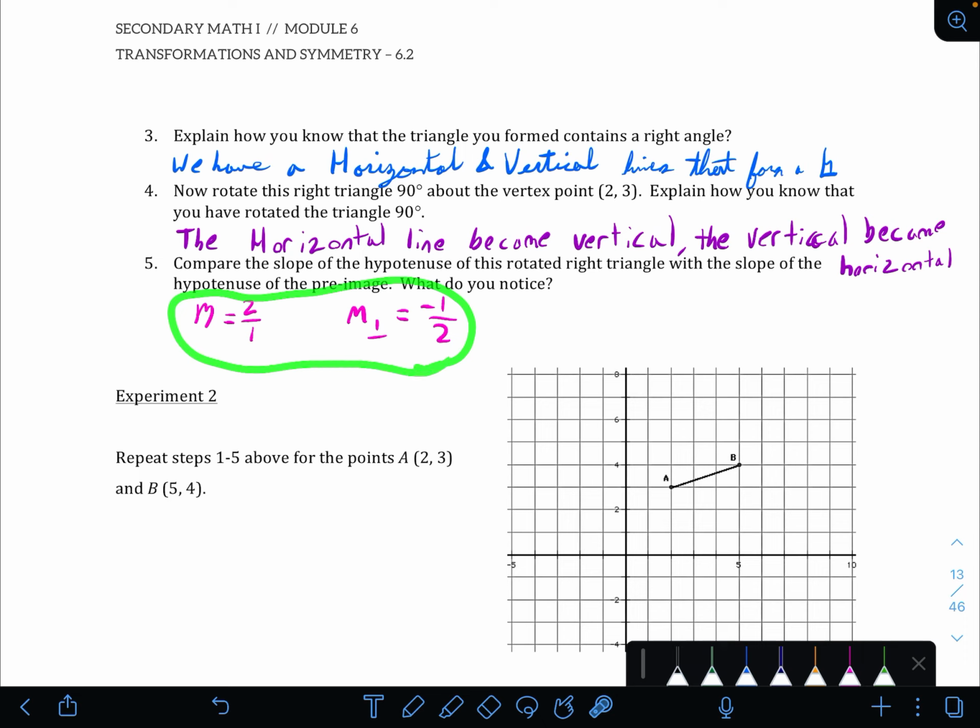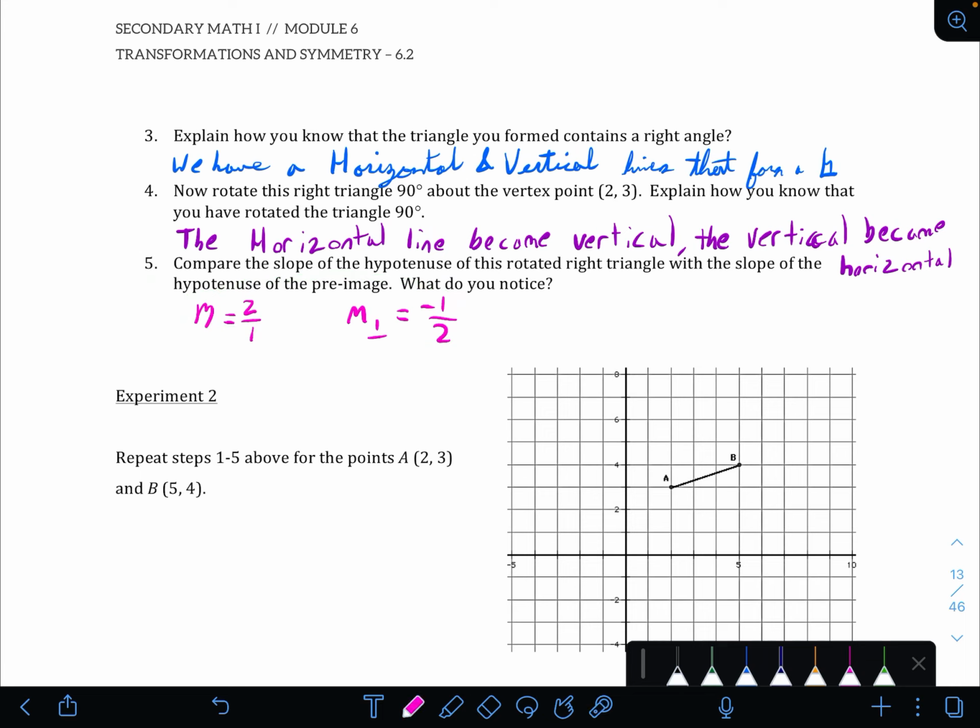Now we might have noticed that those slopes are flipped and they're negatives. Notice how there's a negative here. There's not a negative there. This one is 1/2. This is 2 over 1. So they're flipped. The 2's on top, now it's on bottom. The 1's on bottom, now it's on top. If you remember what I talked about in the first semester a lot, mathematics is really the study of patterns. And this is a pattern that we can notice here.